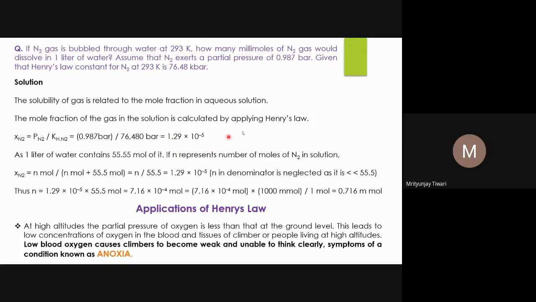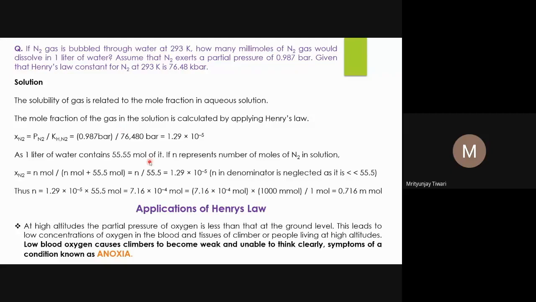Now what we have to find out is the millimoles of nitrogen gas. We get the mole fraction, but we don't get the millimoles directly, but we can find out millimoles. How will we find out millimoles? This mole fraction that we obtained is in 1 liter of water, and 1 liter of water means how many moles of water? 1 liter water means 1 kilogram water. The density of water is 1 gram per ml. So 1 liter means 1000 ml water, and 1 gram per ml means 1000 gram water.